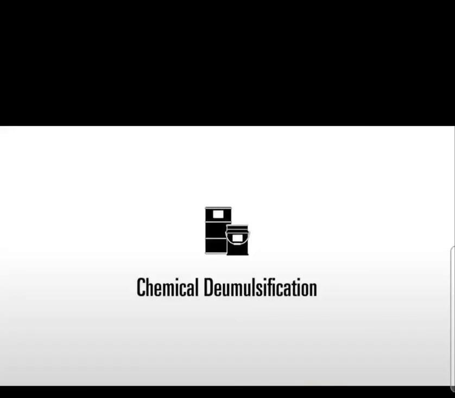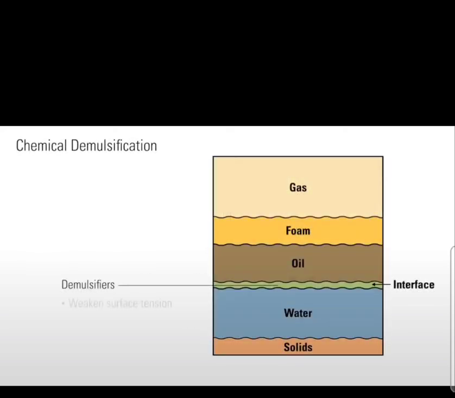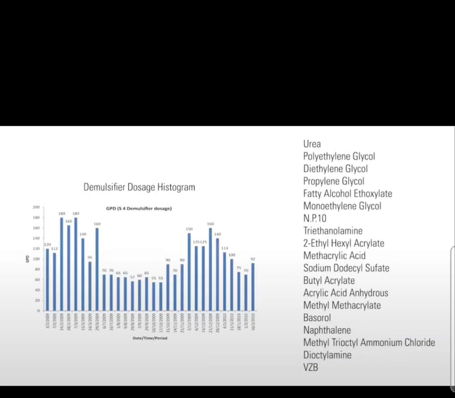Our final principle of separation is the use of chemical demulsification. The chemicals move to the oil and water interface, weakening the surface tension and enhancing coalescence. Knowing which chemicals to use and the correct dosage can be complex, but the desired effect will minimize the amount of heat or retention time required for separation.